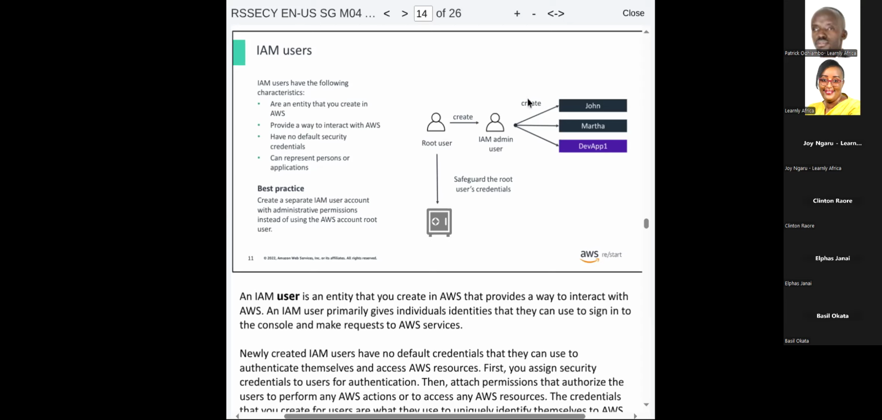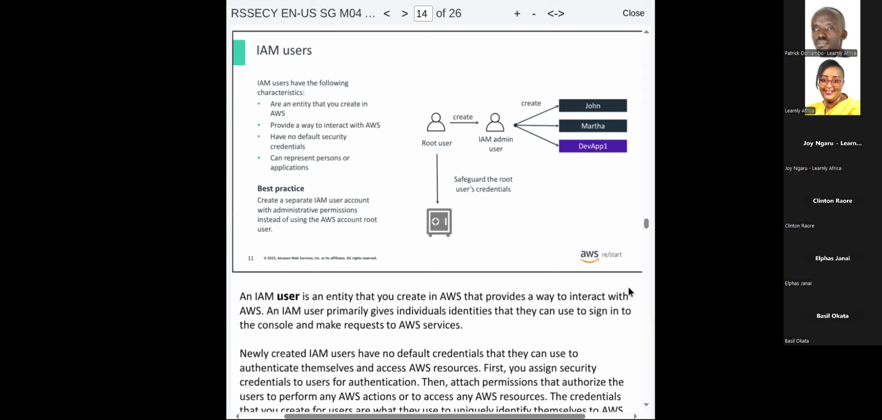So when you create users, you can give them access to your console, or they can access AWS using the CLI or SDK. For example, if you have a developer developing for you, you can give them access to the console and SDKs or APIs. If you have an HR person, you can give her access to use the console only.